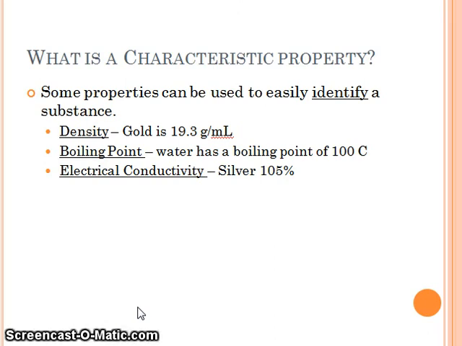Same thing with boiling point, which can be used to identify what something is as well. With few exceptions, water at standard temperature and pressure will boil at 100 degrees Celsius. So if we have something that boils at 100 degrees Celsius, it'll probably be water. Electrical conductivity is another example that we can use to identify what something is.